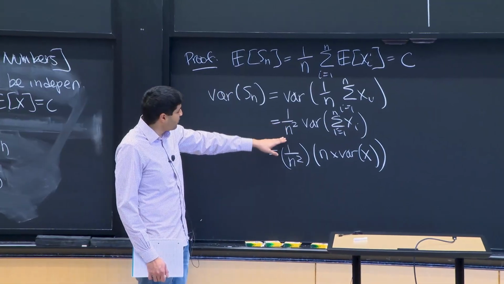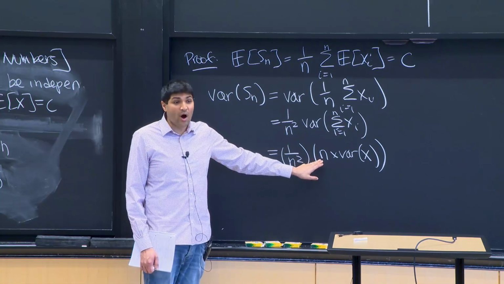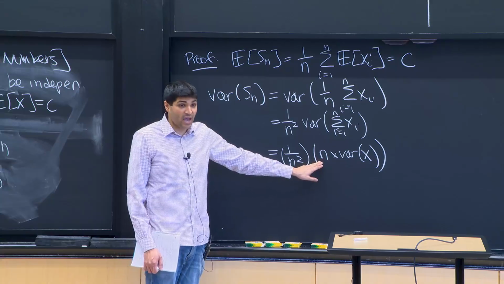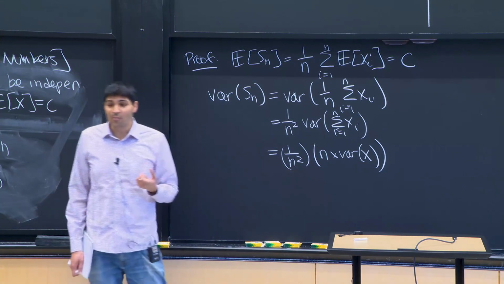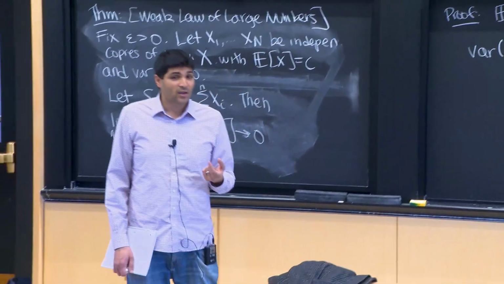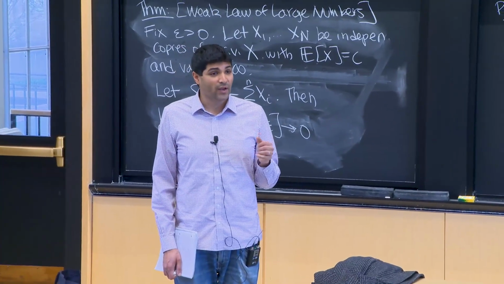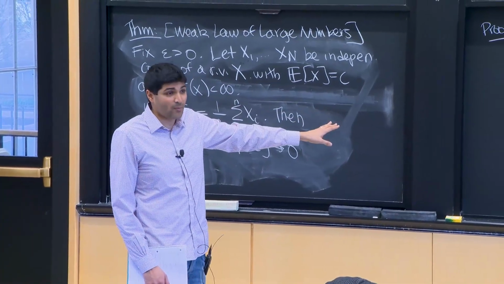Because you can see that I pulled out a 1 over n squared, and it's only canceling out one of these. It'll cancel out this n, but I'll still have a 1 over n left over. So that's why as I take more and more samples, I'm going to get better and better concentration. Just to completely drive home the point, we needed independence in order to get this last step.